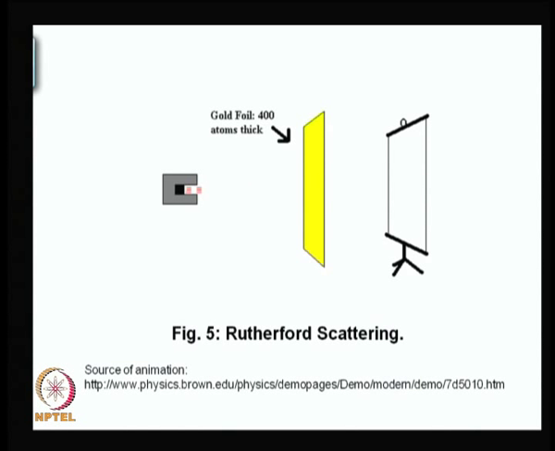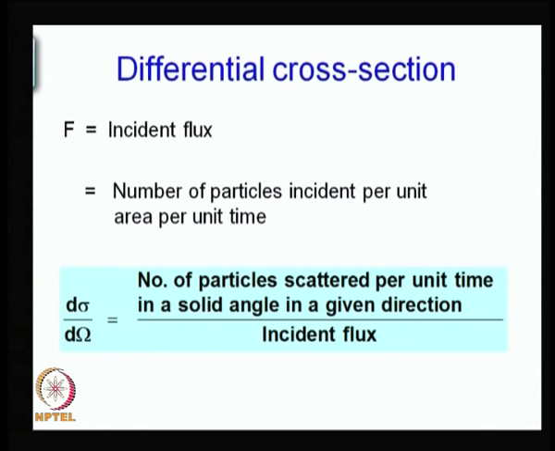We will not go into the details, but this is the kind of experiment in which you can determine the collision cross sections. So, what is a collision cross section? There are two kinds of cross sections. One is called the differential cross section and the other is called the total cross section. We define the differential cross section as the number of particles scattered per unit time in a solid angle in a given direction divided by the incident flux. What is the incident flux? It is the number of particles incident on the target per unit area per unit time.